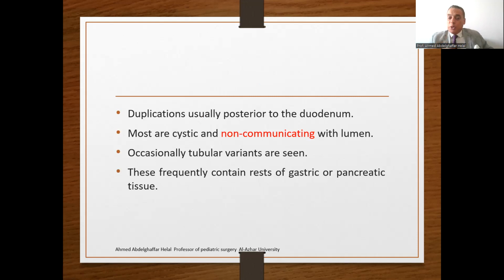Duplication is usually posterior to the duodenum and usually cystic and not communicating with the lumen. Occasionally tubular variants are present. These frequently contain a rest of gastric or pancreatic tissue.